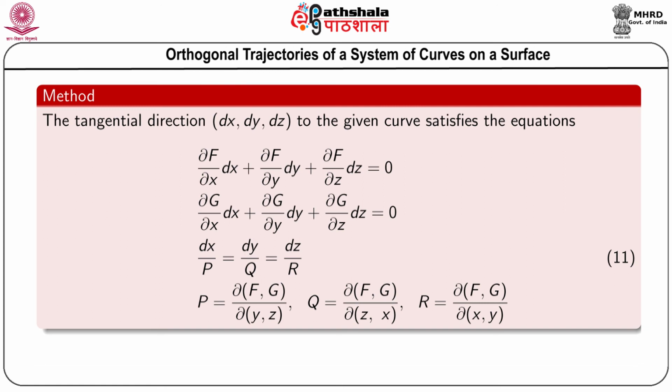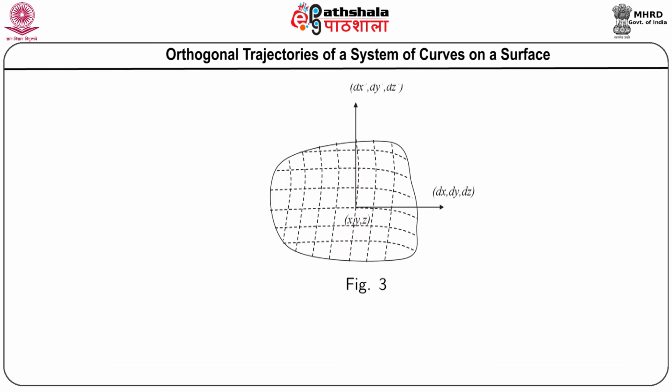Now, if we solve these two equations, we will get a simultaneous equation like this, where p, q, r are functions of del f del x, del f del y, del f del z, and del g del x, del g del y, del g del z, and these expressions are written here. So, these are the Jacobians of the functions f, g with respect to the variables x, y, z. Now, we want a direction dx dash, dy dash, dz dash such that it is perpendicular to dx, dy, dz, and at the same time it lies on the surface f.